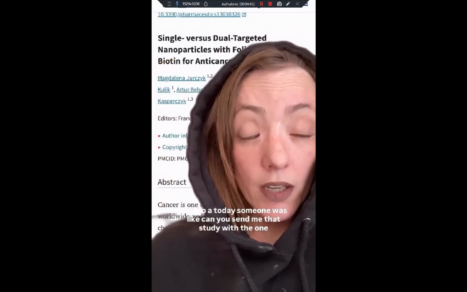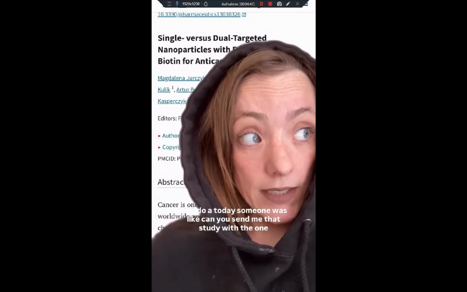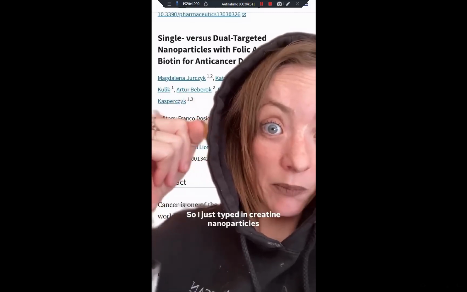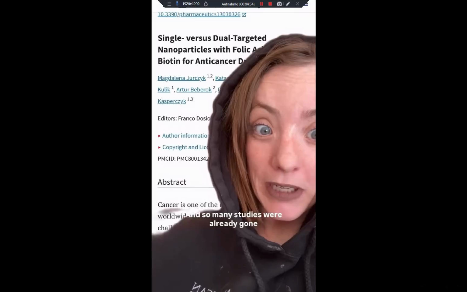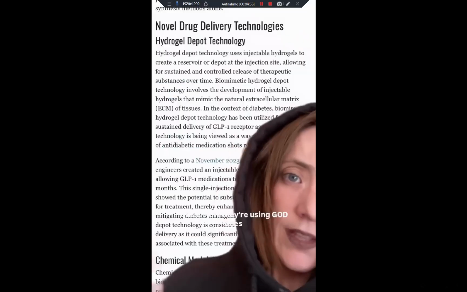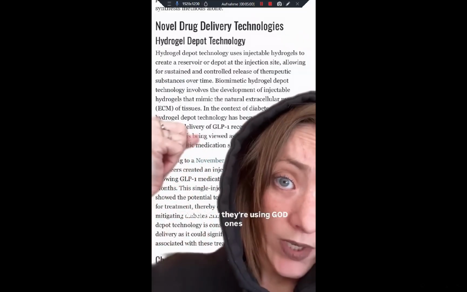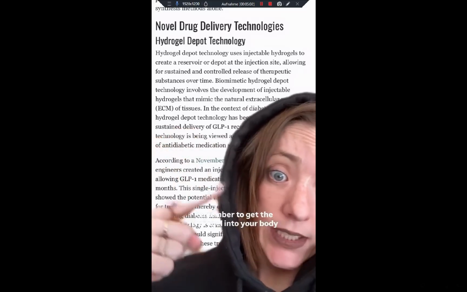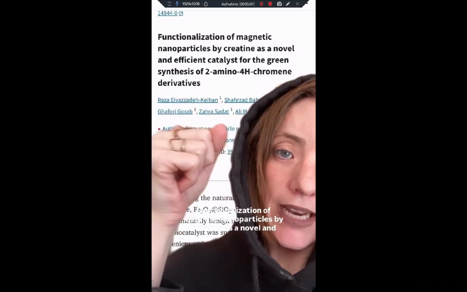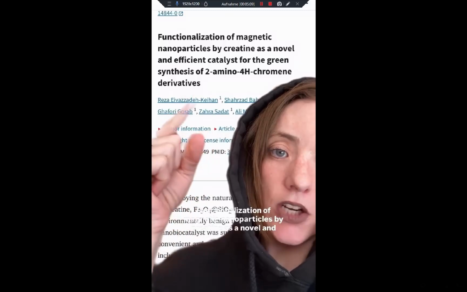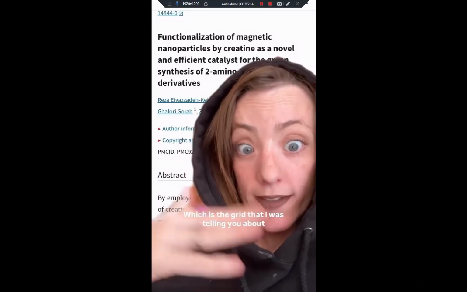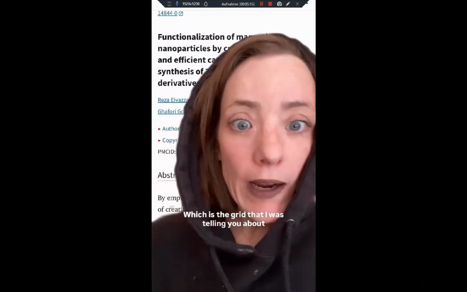Today someone was like, can you send me that study with the one with creatine? So I just typed in creatine nanoparticles, and so many studies were already gone. I don't know what that's about, but I have them, and here, I'll get another one. This is how they're using GLP-1s, remember, to get the hydrogel into your body. I already did this reel. Found it. Here it is. Functionalization of magnetic nanoparticles by creatine as a novel and efficient catalyst, which is the grid that I was telling you about.